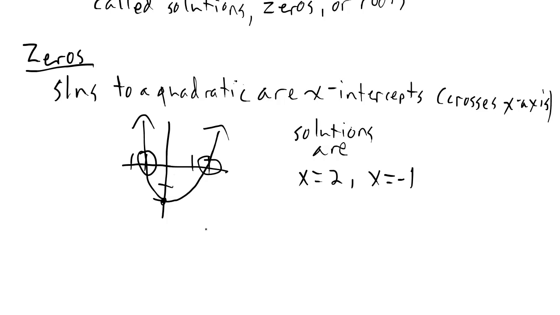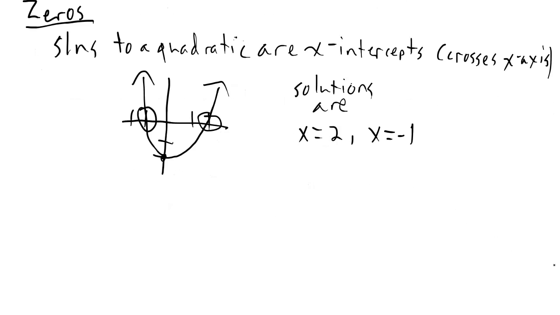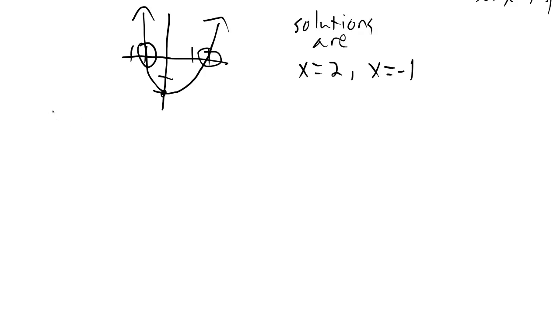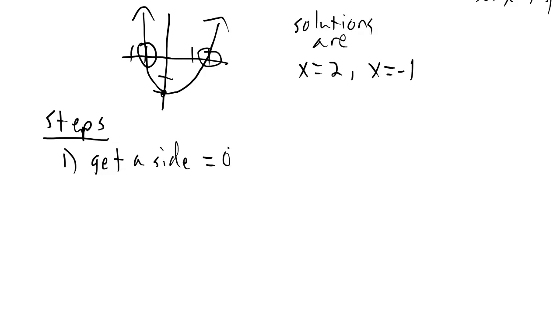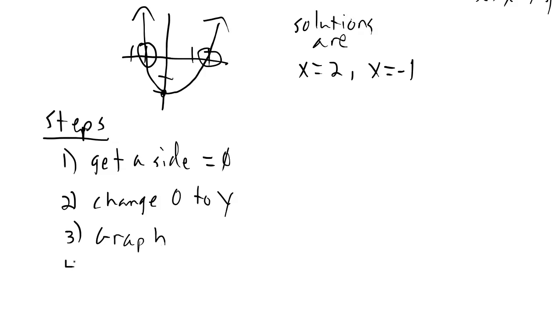Let's go through the steps for how we solve for something graphically. Step 1, we're going to want to get one side equal to 0. Step 2, change the 0 to a y. Step 3 is going to be graph. And step 4 is find your answers, which are the x-intercepts.